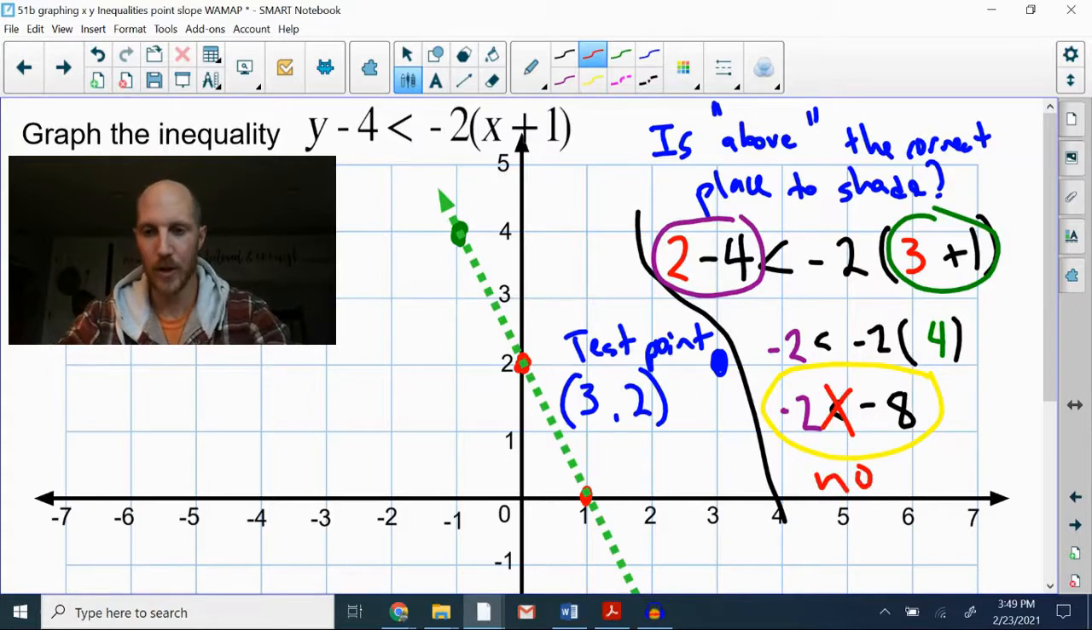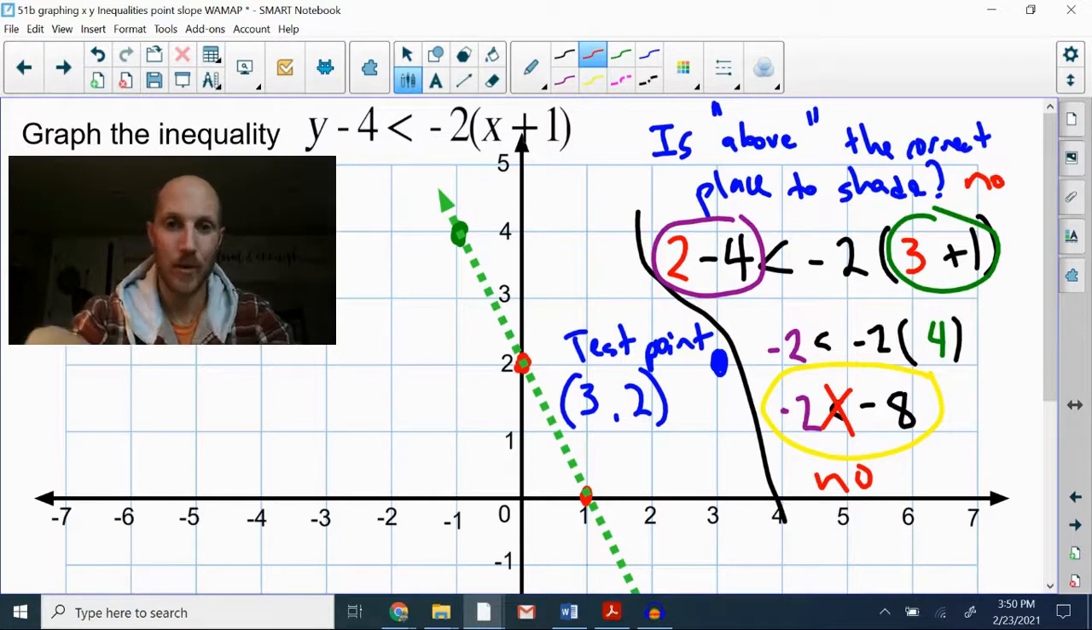No is the answer to that number sentence, which means we also answered the question, is above the correct place to shade on this graph? Also, no. Okay, so that's what it's going to look like if we pick a test point that's in the wrong part of the graph for shading. It doesn't mean we messed up. We don't need to back up and do anything again. We just found out this test point is not in the part of the graph where we shade.